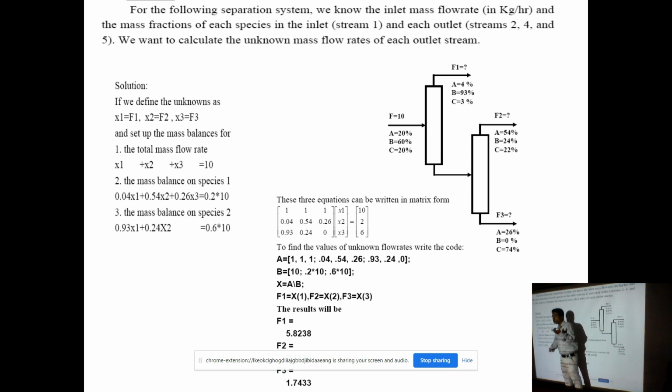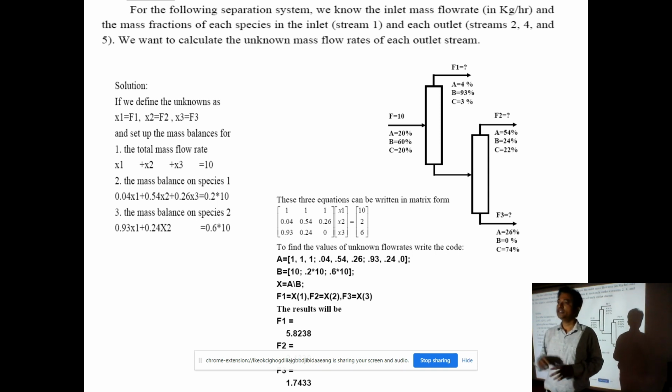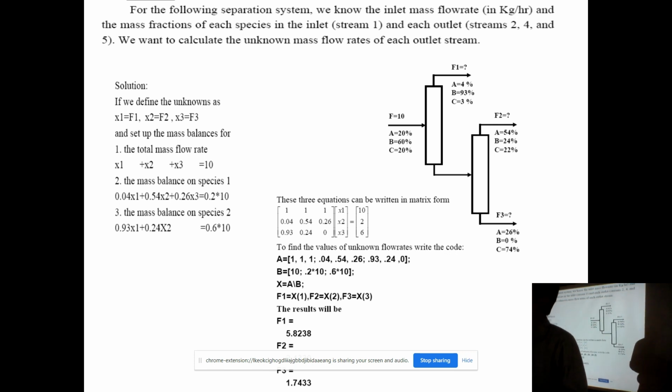Just check here. Why didn't I go? Because I already got two. One more I know: X1 plus X2 plus X3 equal to 10, because my flow rate is 10. So 3 equations, 3 unknowns. Even if I go for writing component C, it does not matter. I'll get the answers. 3 equations, 3 unknowns.